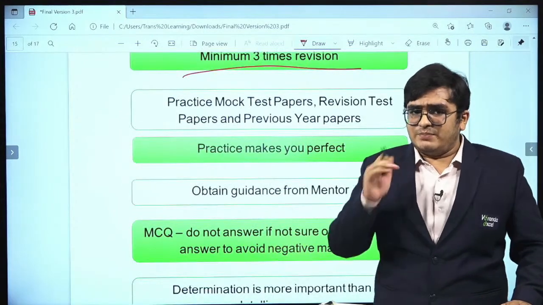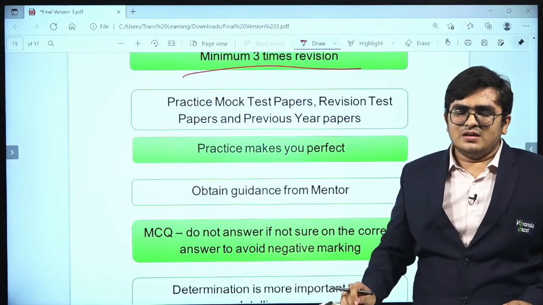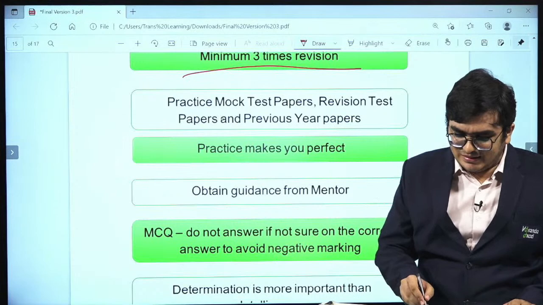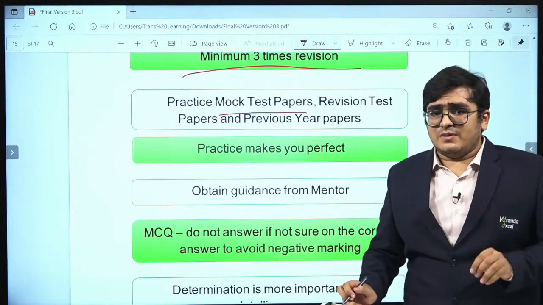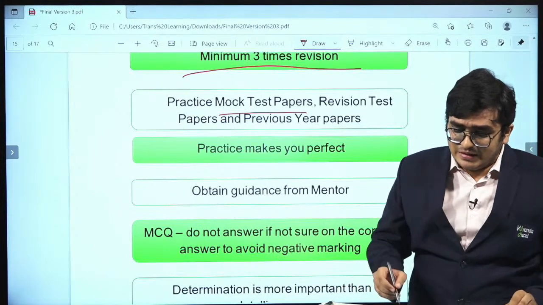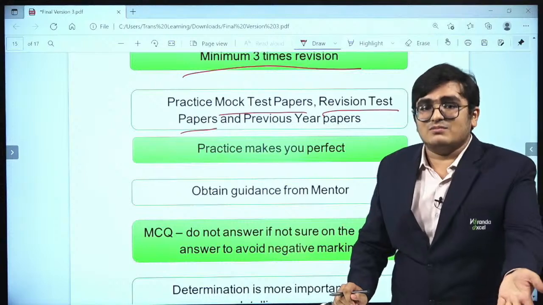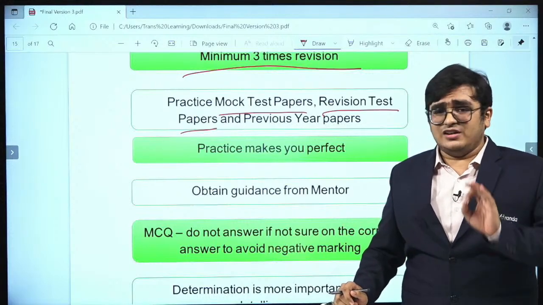Practice mock test papers, revision test papers and previous year papers. Mock test papers are released by ICAI, who conduct mock tests on their own. So take them up and practice. Revision test papers are released before the mock test, to give you another mock test. These papers are actually really complicated.